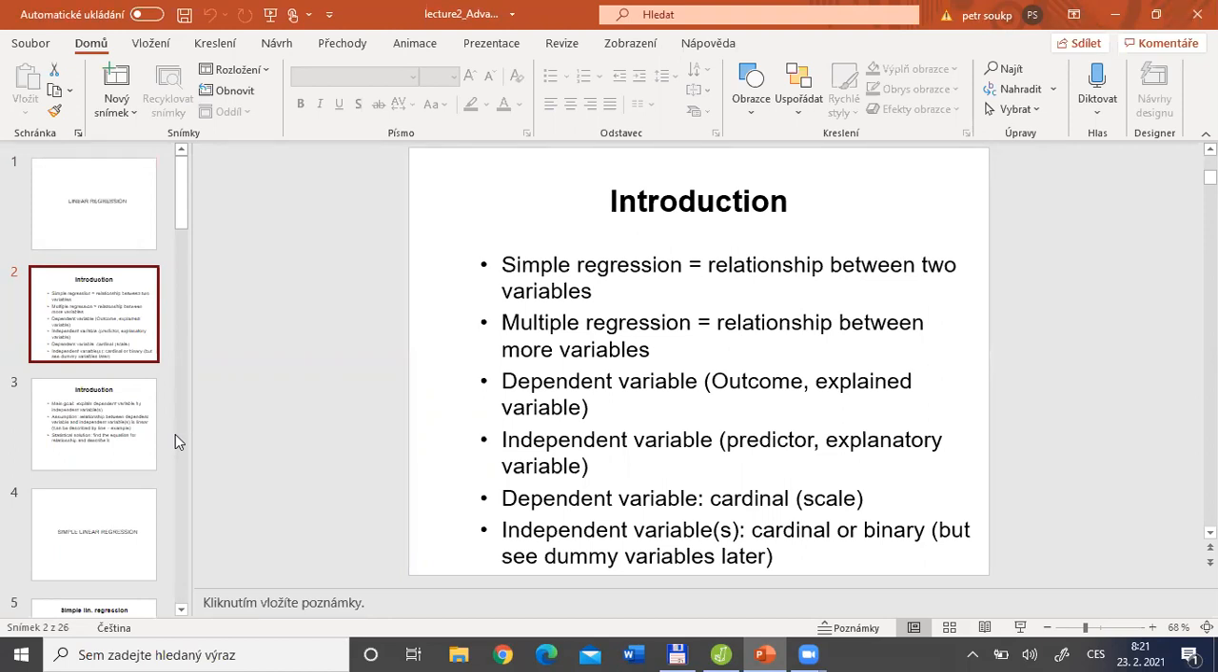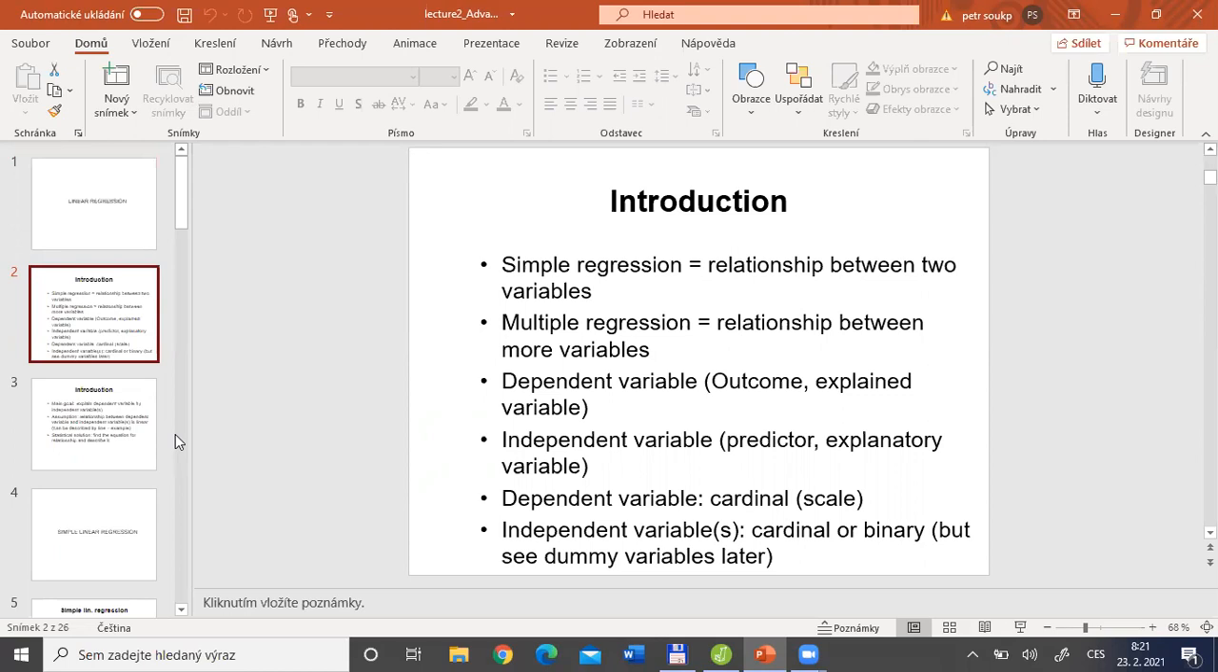The next step, I guess maybe next lecture, is that we will move to the real multiple regression example. So it means there are more than two variables at once. There is one dependent variable and more than one independent variable.